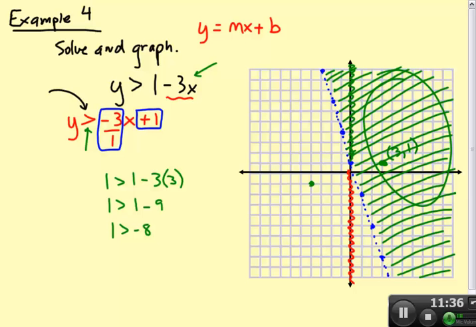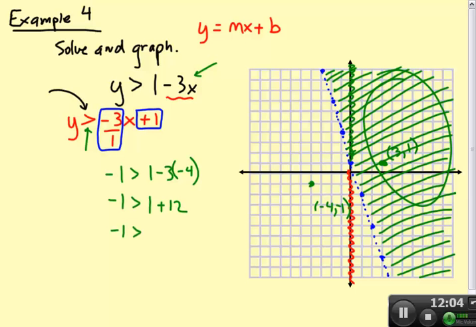What if I pick one from over here? Mr. C, that's not in the solution set. That would not give us a true statement. Okay, well, let's find out. That's (-4, -1). Let's plug it in and see if we get a true statement. Negative 1 is greater than 1 minus 3 times negative 4. Negative 1 is greater than 1 plus 12. Negative 1 is greater than 13. That's not true. And of course it's not true. This point's not inside the solution set. This is where the solutions are. That section is where the solutions are.